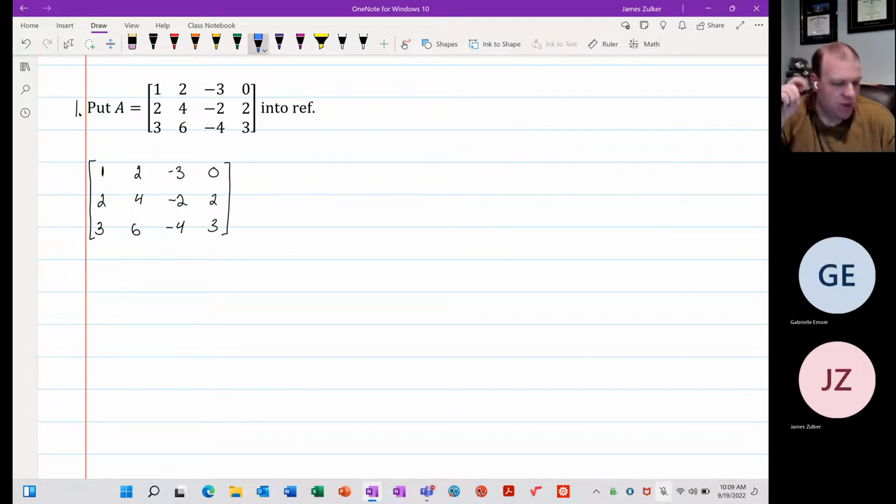The first thing we want to do is look for the first column that has a non-zero entry. In this case, it's the first column. Then we look for the first entry in that column that's non-zero. That would be this one here. That is our pivot. Since it's already in the first row, we don't need to do anything.